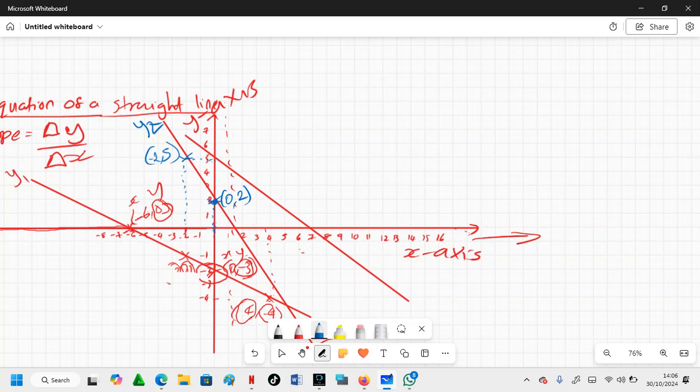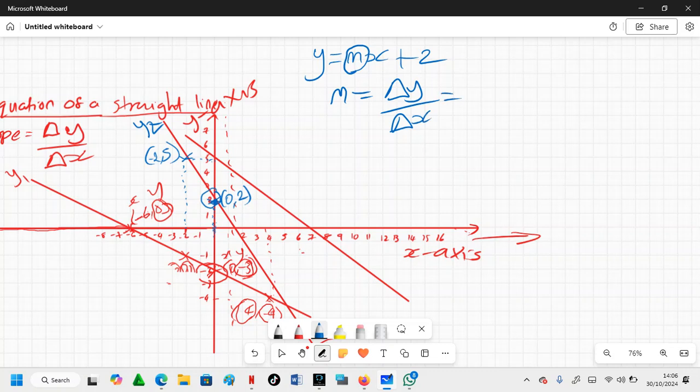So already our equation, we know that it is y is equal to mx, and then where does it touch the y-axis? 2. So plus 2. So what we need is m, which is the gradient. Okay, and as we have said, how do you find the gradient? The gradient is change in y over change in x.